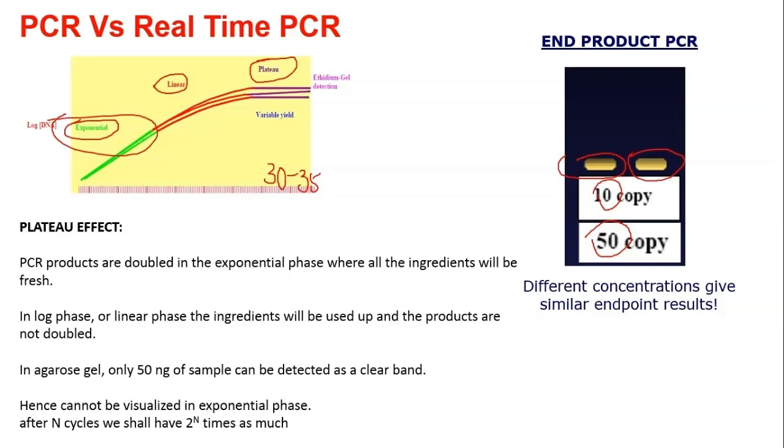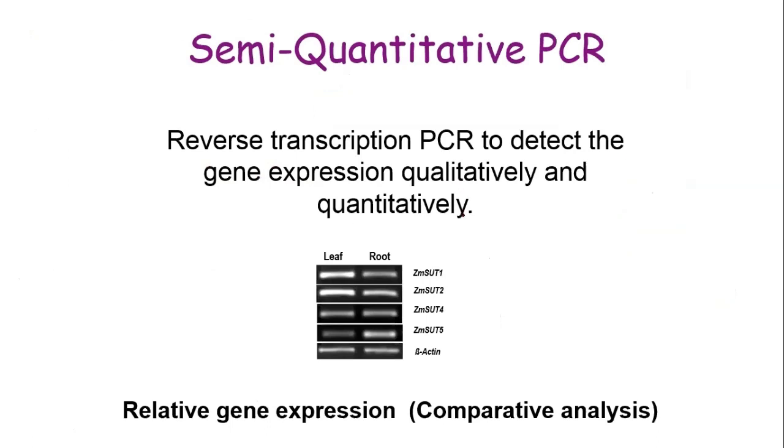But of course, if the viral load is really huge and you have 10 copy and 50,000 copy, of course, you will see difference in the band size, because that's how semi-quantitative PCR works. Here you see in root, you have a thinner band, and leaf, you have a thicker band. That means in root, the concentration of the mRNA of sucrose transporter 1 is really less as compared to that of leaf. That's why you see some difference. But if you have a minor difference, then you cannot see them on the gel.